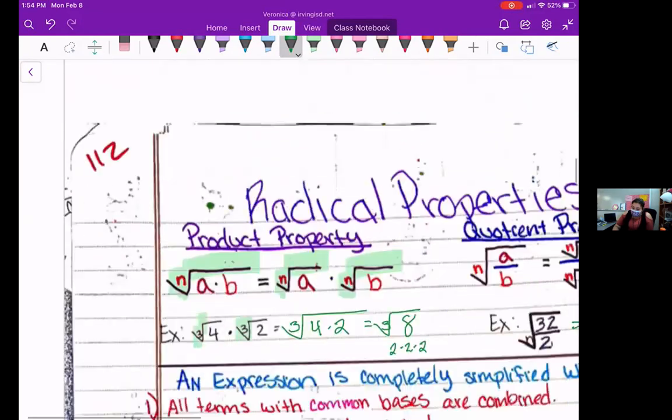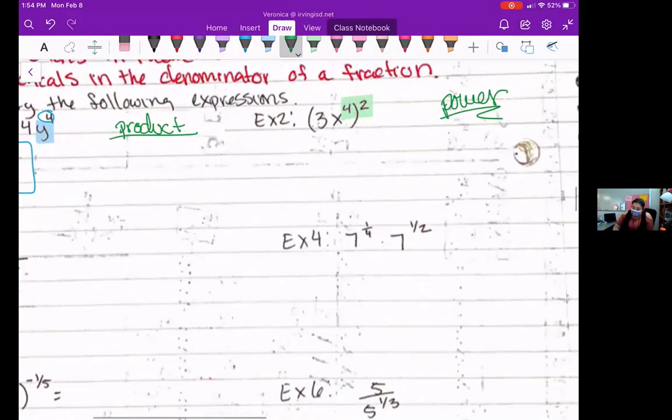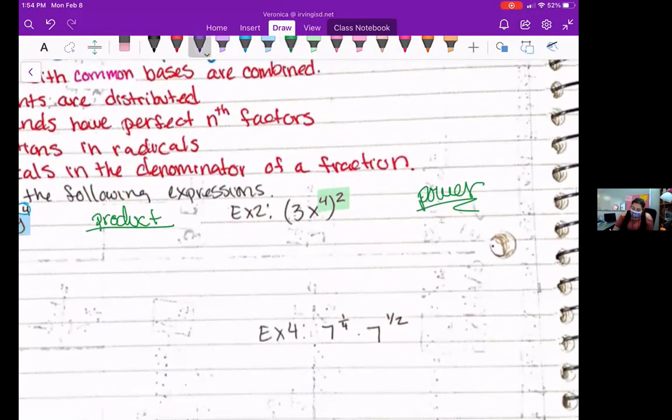So because this is power of power, all I have to do is give everything inside a power, which it doesn't yet. This x has a power, but this 3 does not. So it needs the power. And then I'm just going to multiply all these powers. So we're going to have 3 squared and then x to the power of 8. Well, 3 squared can be simplified to 9, right? And then x to the power of 8. You're done.